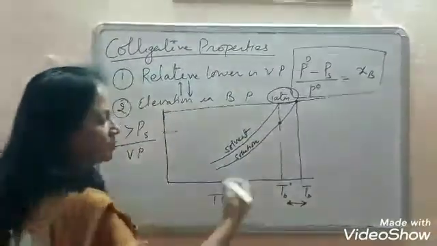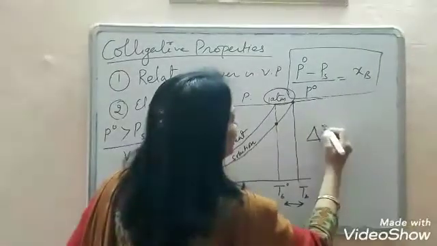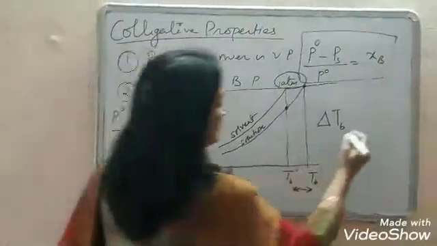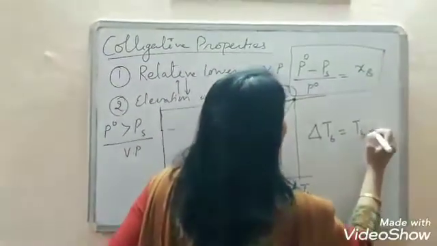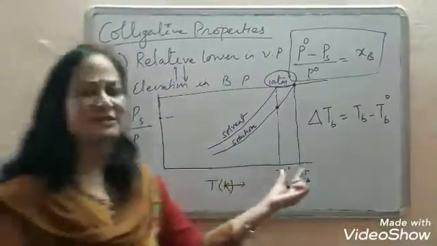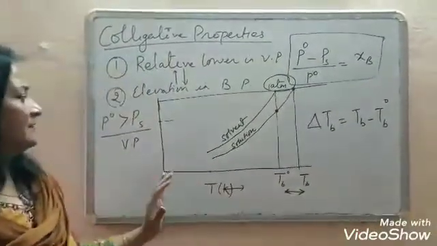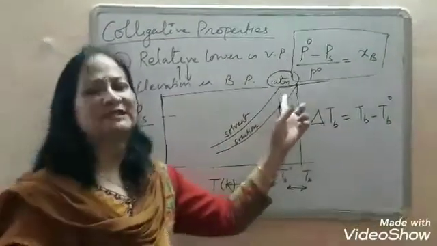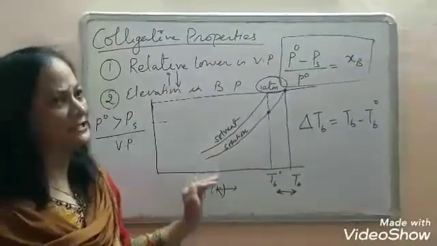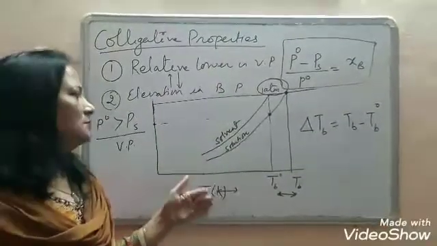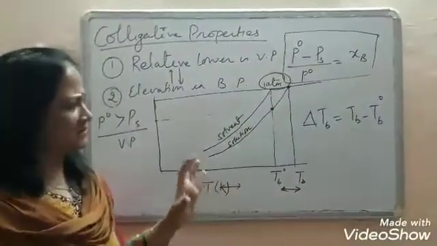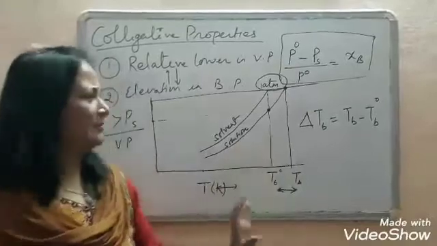So if I say what is the change, that is the change in boiling point, the elevation in boiling point. How much elevation? That is Tb minus Tb naught. Tb minus Tb naught is the change in boiling point. For a simple example, if the boiling point of water is 100 degrees Celsius, then on dissolving 1 teaspoon of salt in it, the boiling point will rise up to 100.51 or 100.31. There would be some increment in the boiling point.